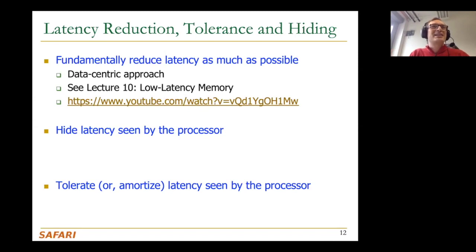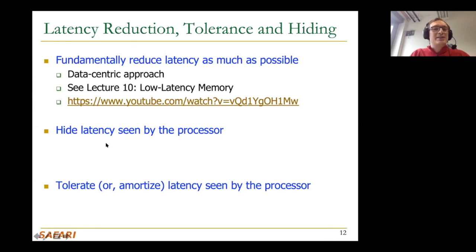I don't think reducing latency is the right term to use if you're reducing latency from the processor's perspective. I think reducing latency is the right term to use if you're really reducing latency at the source of it, right? And we've already discussed approaches to do this. You can revisit that. And you've already actually done homework assignments related to that.